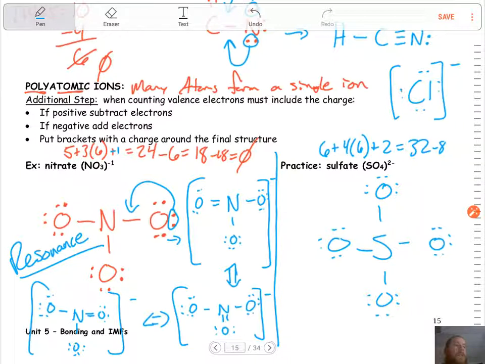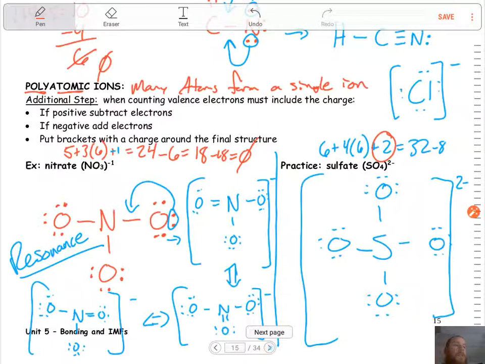Is that it? No, you've got to make sure with a polyatomic ion that you include the brackets and the charge, because it accounts for those extra 2 electrons that weren't there originally. We've gotten those from some other place, and they're vital to our structure.